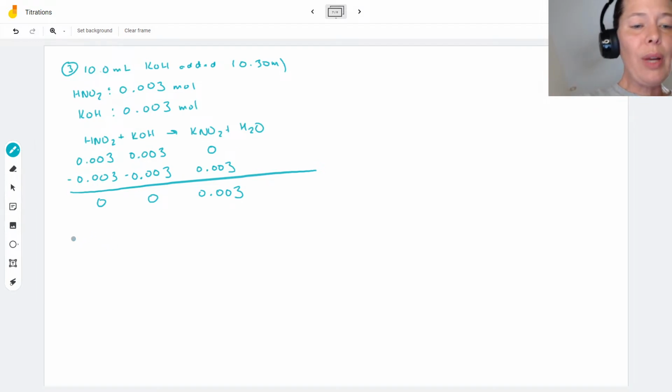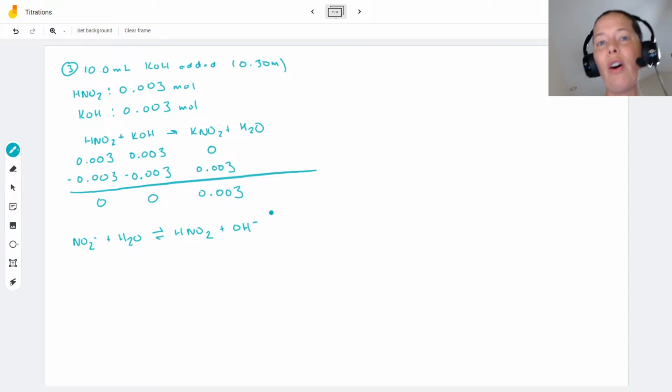So what we have is a weak base in aqueous solution. We have nitrite, which has acid-base properties. Now it's in equilibrium, but it will make a little bit of our nitrous acid and some hydroxide. So again, the question is, how much of this am I going to make? And this is where I get to do my equilibrium problem. So I did my stoichiometry problem, and now I get to do an equilibrium problem.